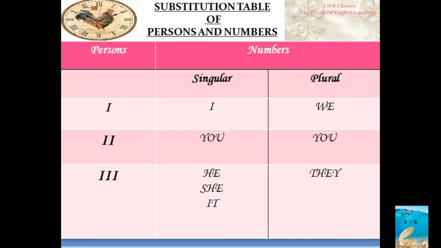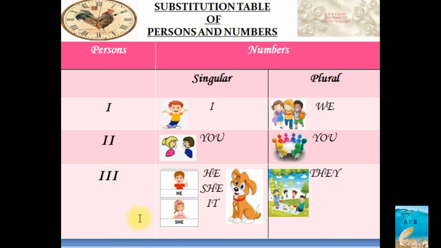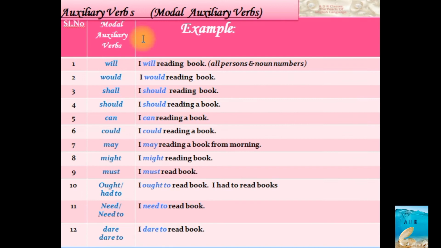Now this substitution table, as we know: first person singular is I, first person plural is we, second person singular is you, second person plural is you, third person singular is he, she, and third person plural is they. This is how we have seen all these things. I have dealt with these in detail in the other video, so you can see that. I'll give the link in the description. Today's concern is the modal auxiliaries.